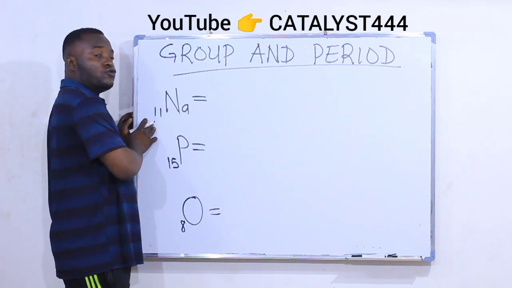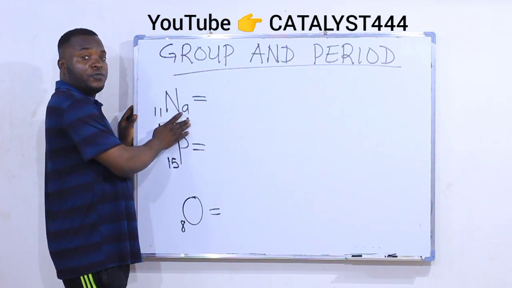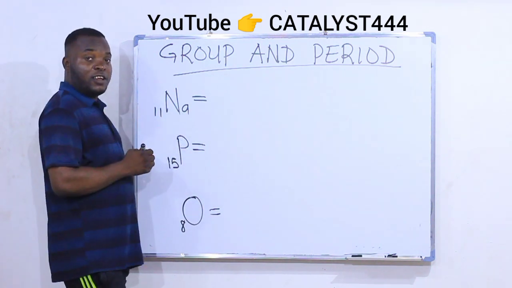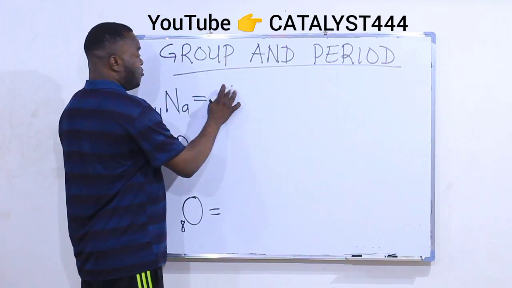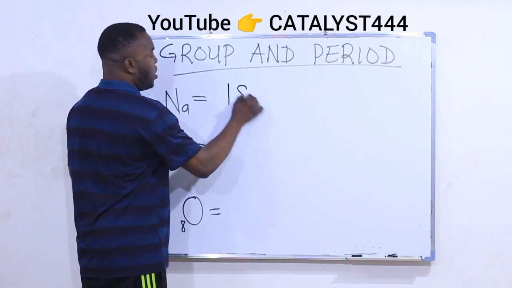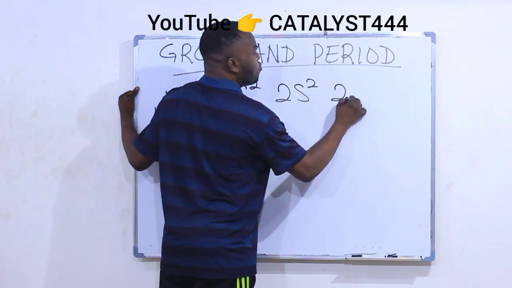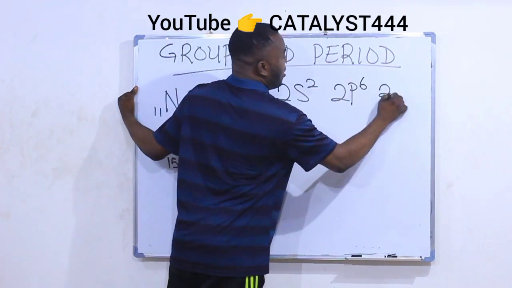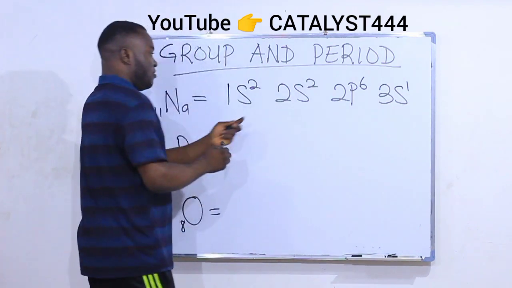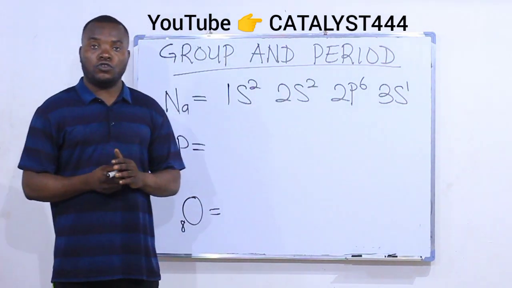Now the first thing you need to do to be able to know the group and period of sodium is to write its electronic configuration. And the electronic configuration of sodium is 1s2, 2s2, 2p6, and 3s1. This is the electronic configuration for sodium.